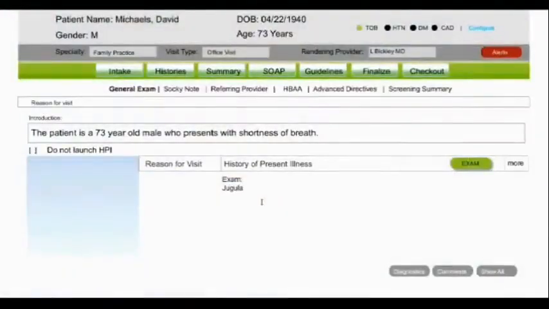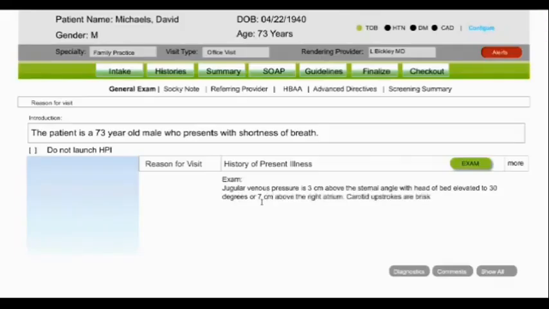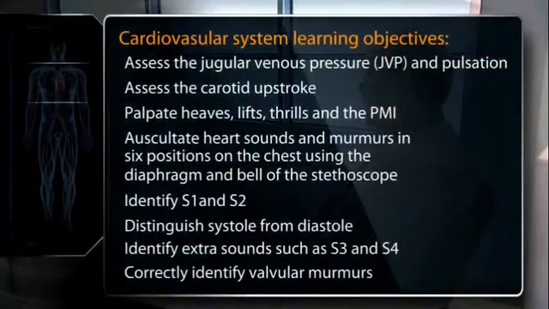A clear, well-organized clinical record, employing language that is neutral, professional, and succinct, is one of the most important adjuncts to patient care. For a healthy patient, your write-up might include language such as, Jugular venous pressure is 3 centimeters above the sternal angle with head of bed elevated to 30 degrees or 7 centimeters above the right atrium. Carotid upstrokes are brisk without bruits. After practice and further review of this video, make sure you have mastered the important learning objectives for examining the cardiovascular system.